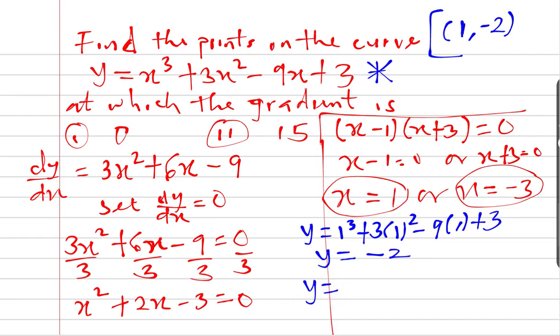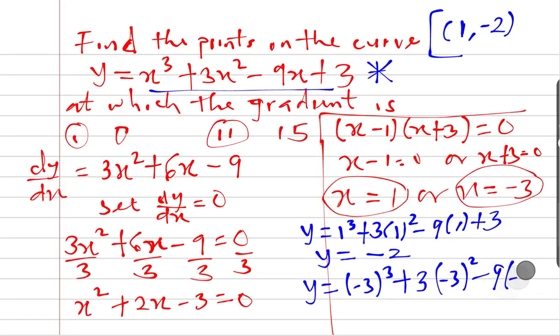minus 3. So this will be minus 3 raised to power 3. I'm putting minus 3 back into this equation now. Then plus 3 into minus 3 raised to power 2, minus 9 into minus 3, then plus 3. If you do that, you are going to have y equals 30. That will be your answer.